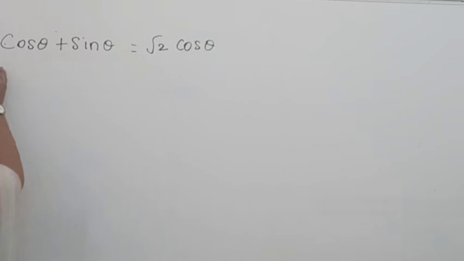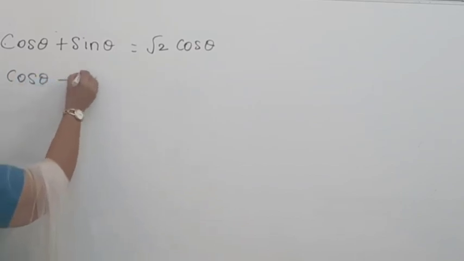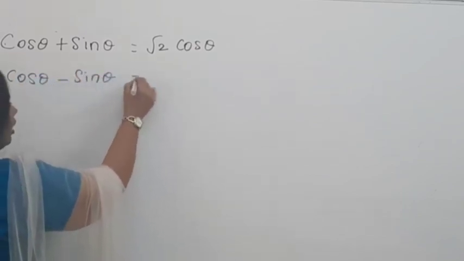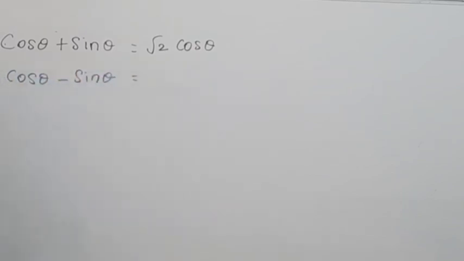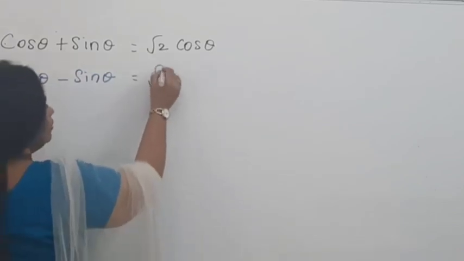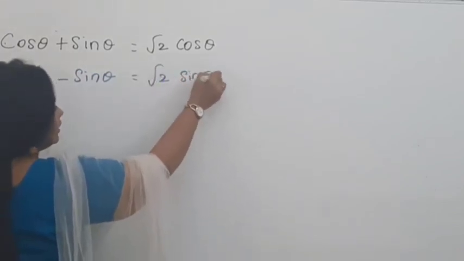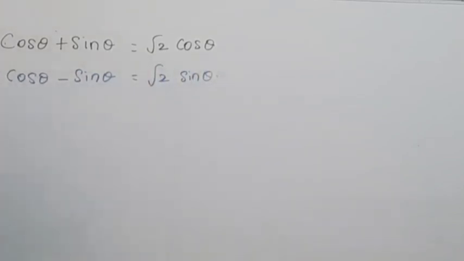I have to show that cos theta minus sin theta is equal to root 2 sin theta. Hope everyone understands now. How am I writing? Writing is very important in math. So I have to prove this one.